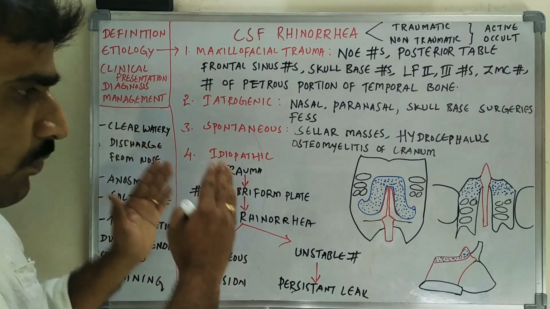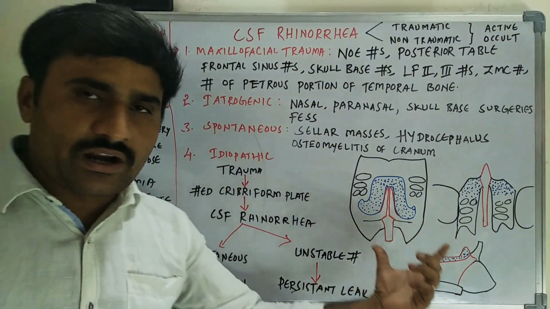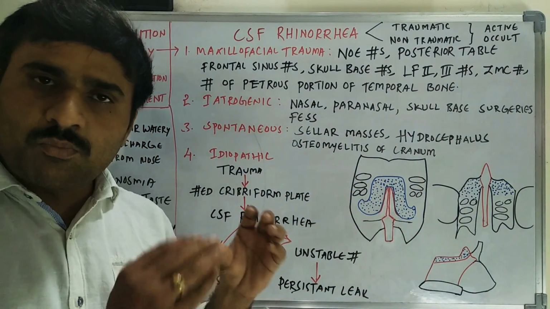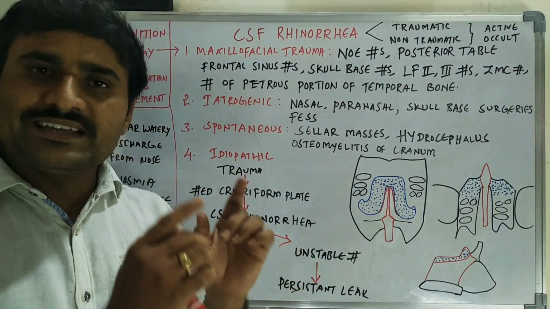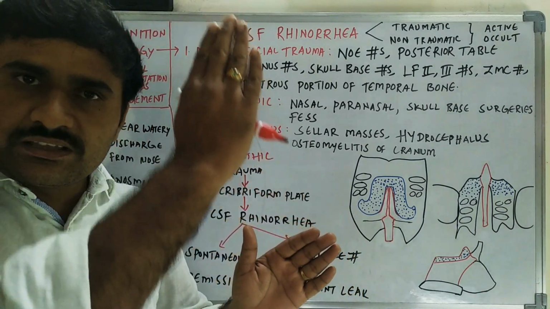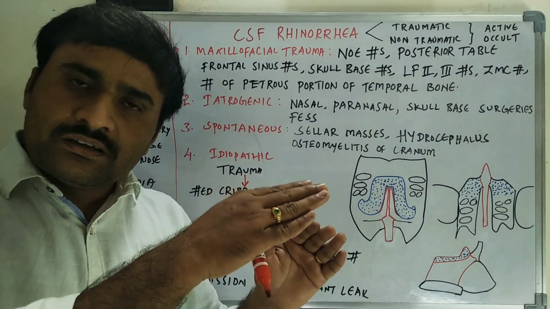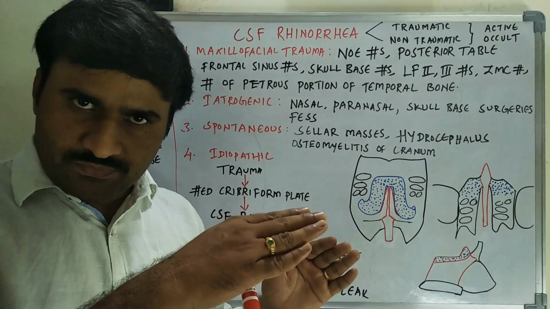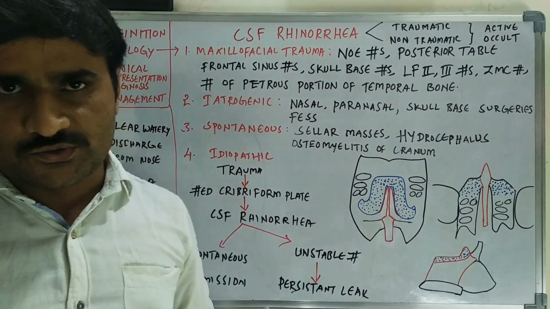The important topic here is to understand the anatomy of the ethmoidal bone, right? The ethmoidal bone is situated in between the 2 orbits. It is a single, unpaired bone situated in the midline. It forms part of the anterior cranial floor, and it forms the roof of the nose also.